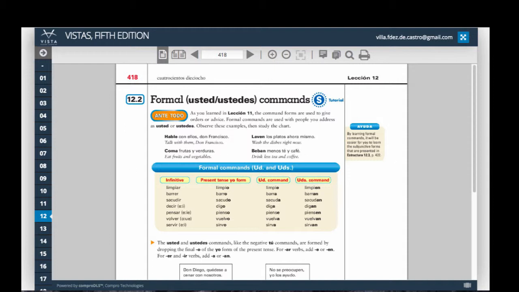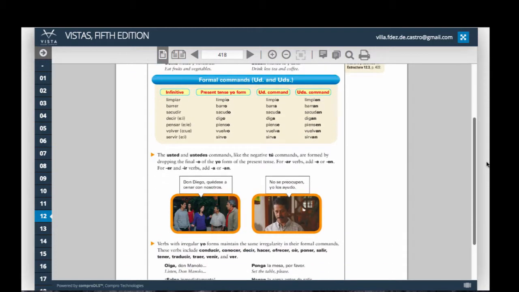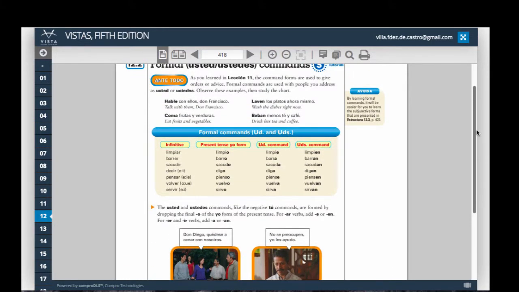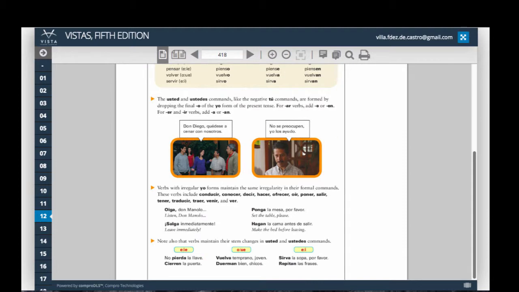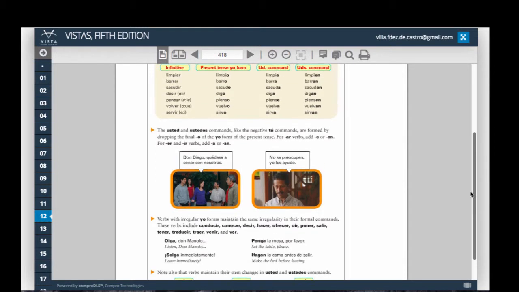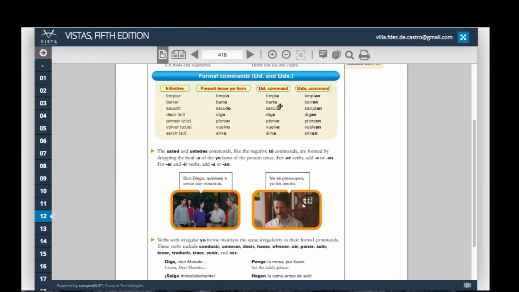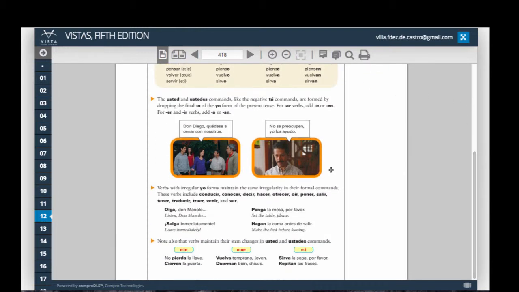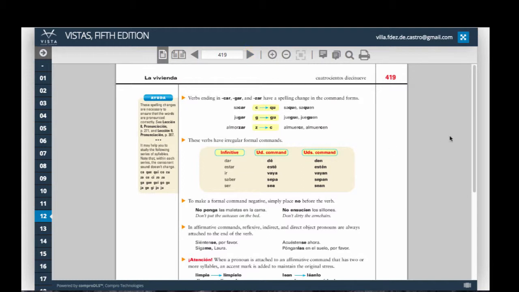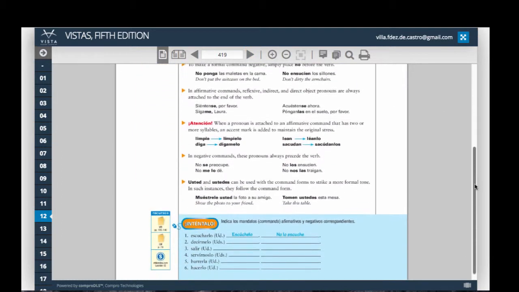The formal commands are the commands we give somebody using usted. And we do that in singular or plural. Usted, do this, or ustedes, do that. These are the conjugations. Limpie, limpien in plural. And there's a little more explanation here on stem changes and irregularities. See, all these are irregularities of the formal commands.